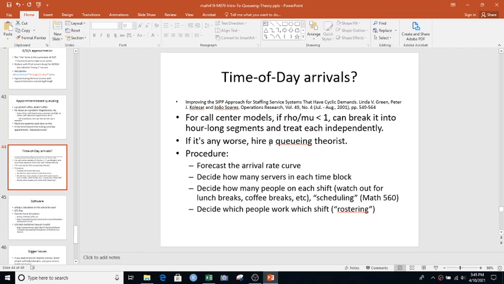If calls last like 2 hours on average, then you need to hire a queuing theorist to get better answers. What we usually do is forecast the arrival rate curve, decide how many servers in each time block, and then decide on how many people each shift, thinking about lunch breaks and coffee breaks, a shift being like an 8-hour time block. So that's a scheduling problem. We do that in the optimization class, math419 or math560. And then you have to decide which people work which shift based on seniority and avoiding clopening and stuff like that.